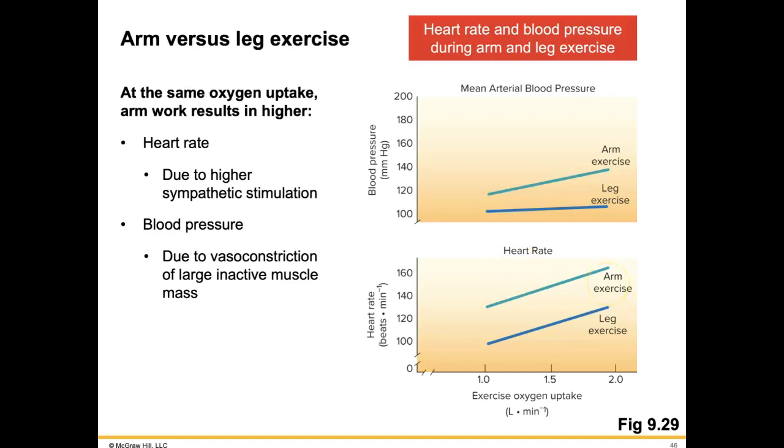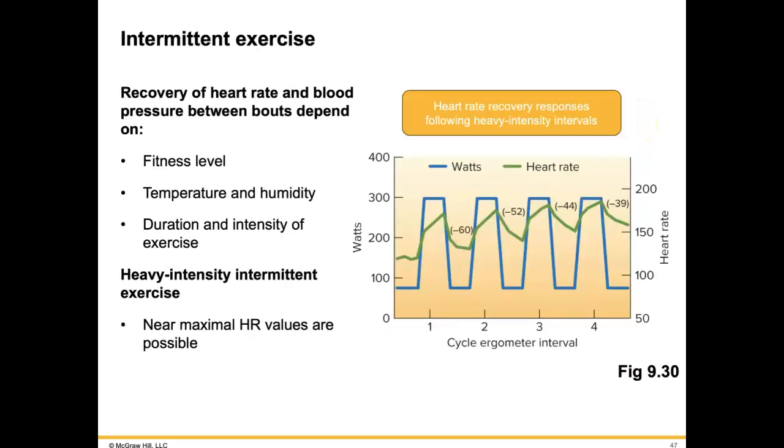And within both of these figures, we can see that the arm exercise line is always higher than the leg exercise. Now, what about intermittent exercise? Recovery of our heart rate and blood pressure will take place between the bouts, depending on the person's fitness level, temperature and humidity, and the duration and intensity of the exercise. And we could see that taking place over here.